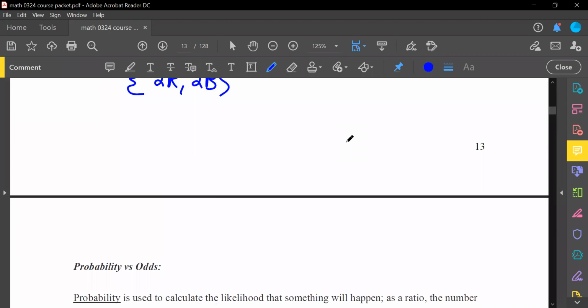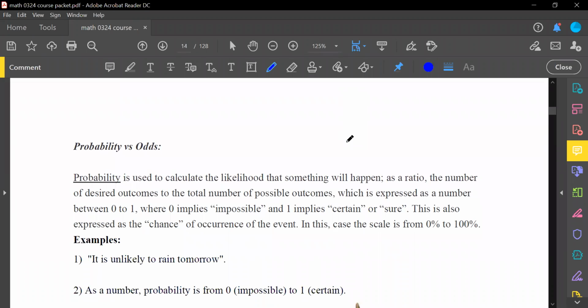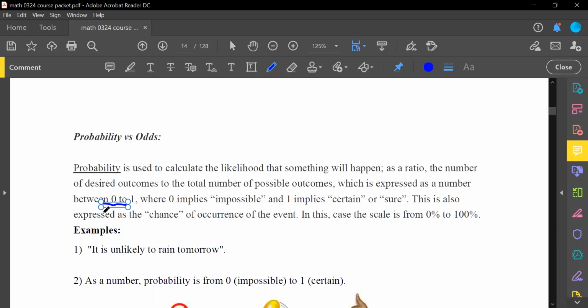The difference between probability and odds. Probability is used to calculate the likelihood that something will happen as a ratio. Probability always goes between 0 and 1. 0 is something that's impossible, like it snowing in August here in Texas, and 1 would be something that's almost certain or sure, like it being over 100 degrees in August. A chance is between 0 and 100%, so it's the same as probability, just converted to a percentage.